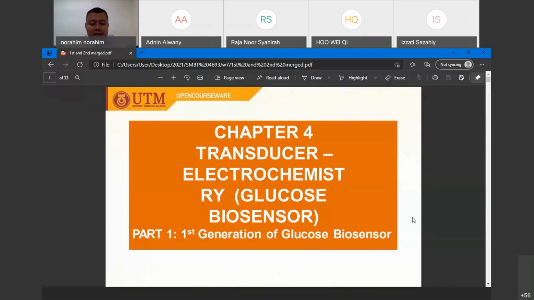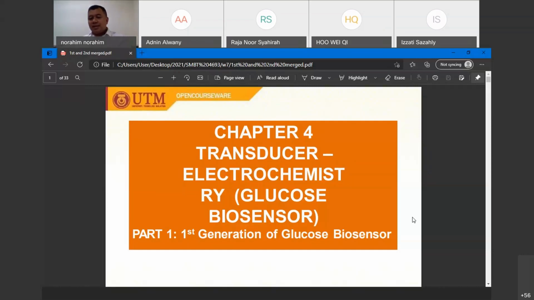Okay, today we're talking about transducer electrochemistry, which focuses on glucose biosensor. Last week we did the principle of electrochemistry, and then we did some electroanalytical techniques. So this week kita akan apply those techniques in some of the sensors. Yeah, the most popular sensor, which is a glucose biosensor.